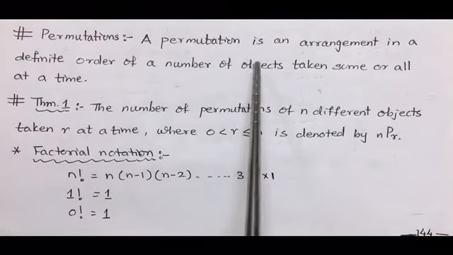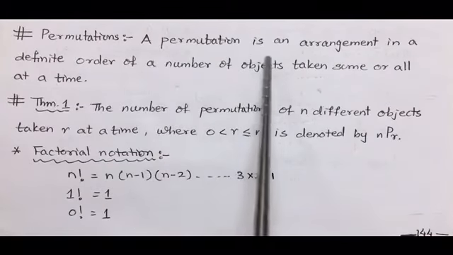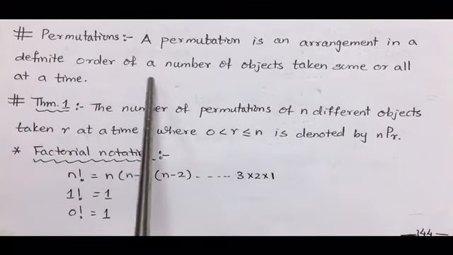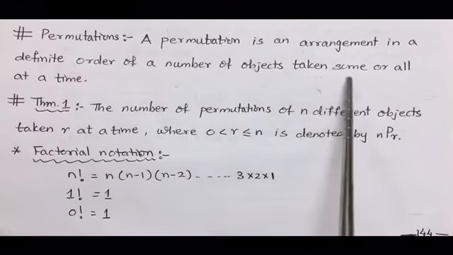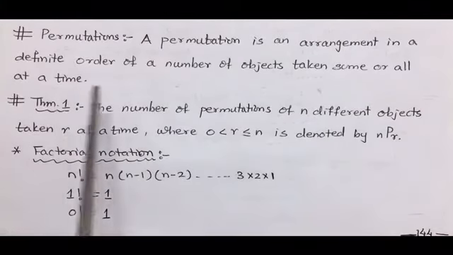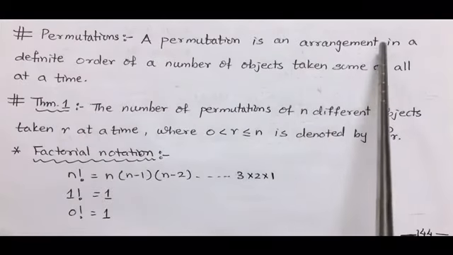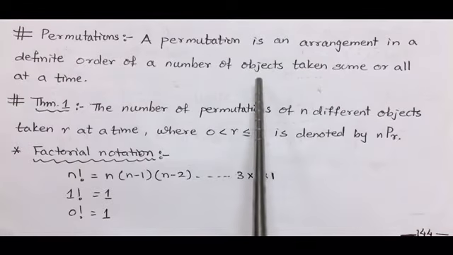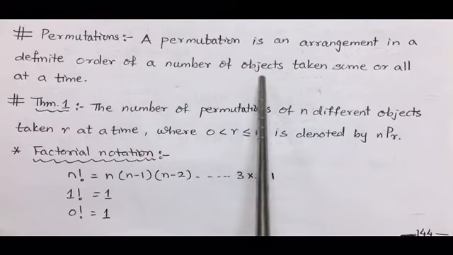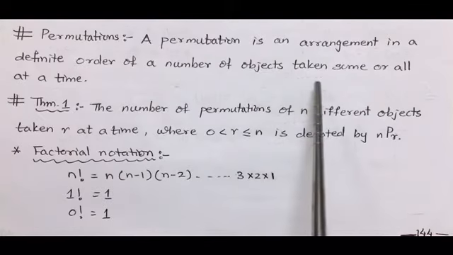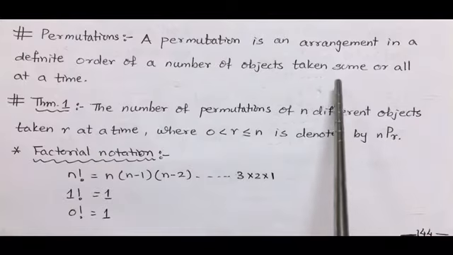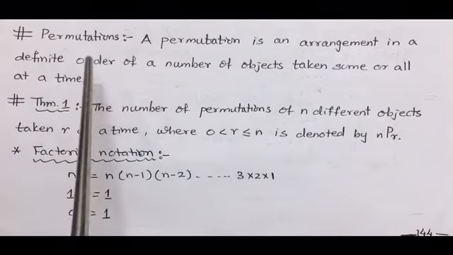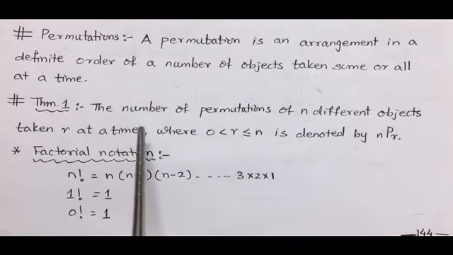Now, what is the meaning of permutation? A permutation is an arrangement in a definite order of a number of objects taken some or all at a time. So, the most important word for permutation is arrangement. Arrangement of objects when some or all taken at a time. So in short, in permutations we are going to study about arranging the objects.